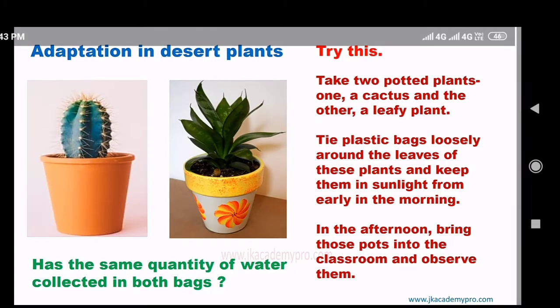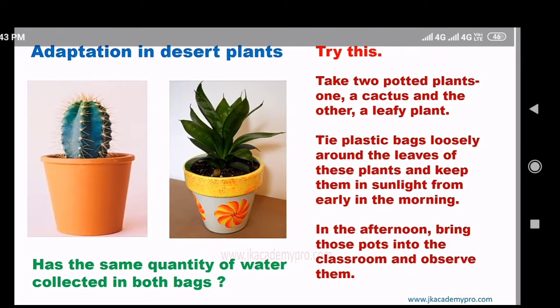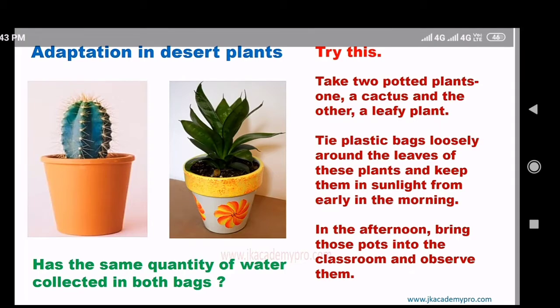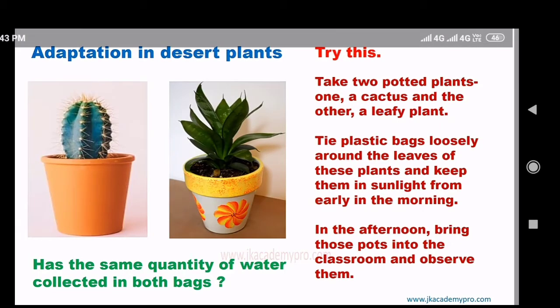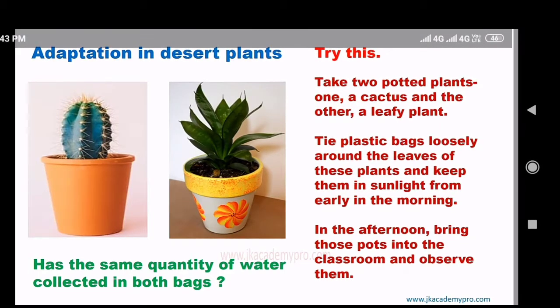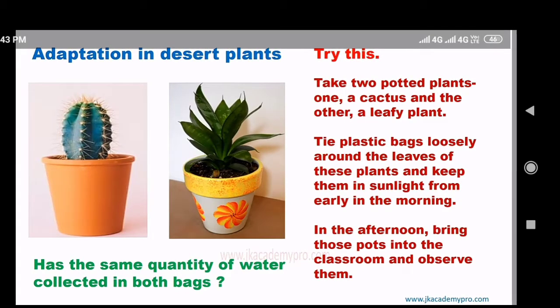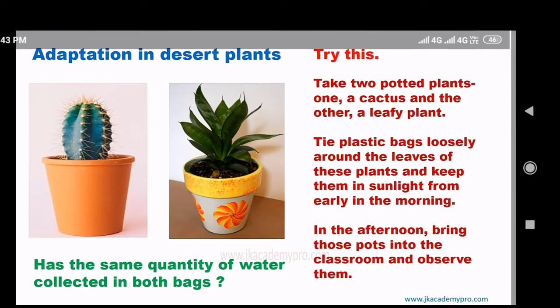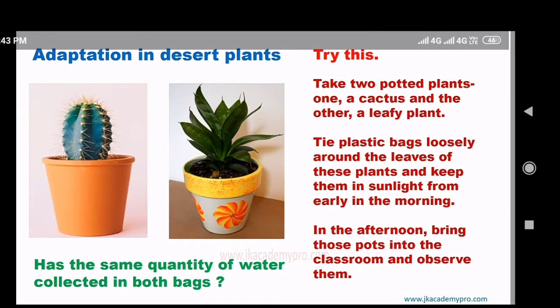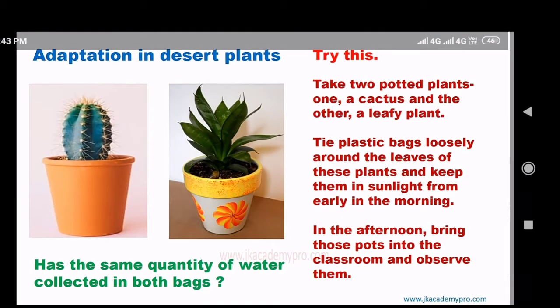Now in the afternoon bring those pots into the classroom and observe them. What do you see? Has the same quantity of water collected in both bags?